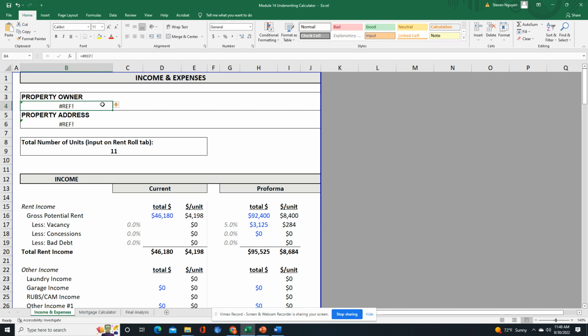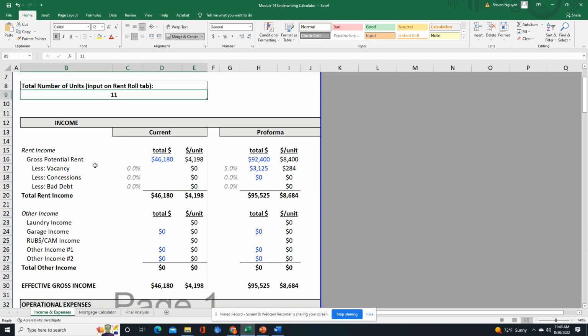So here, just put the property owner name if you want to, the address, and the number of units, like if it's 11 units or 12 units. I think I was underwriting a deal here, so I have some numbers left over. But if you put the number of units, it'll calculate the cost on a dollar per unit basis for both the current and the pro forma. So that's how that equation functions.